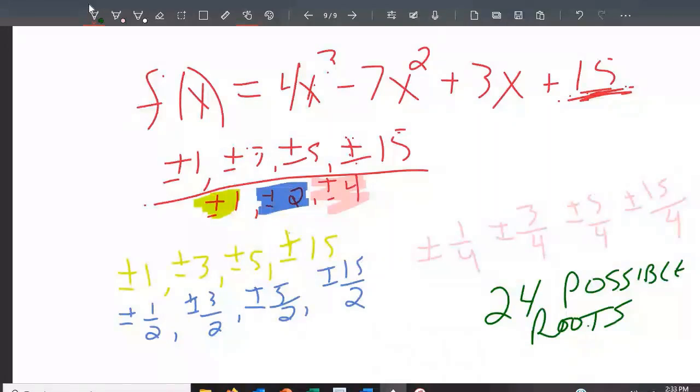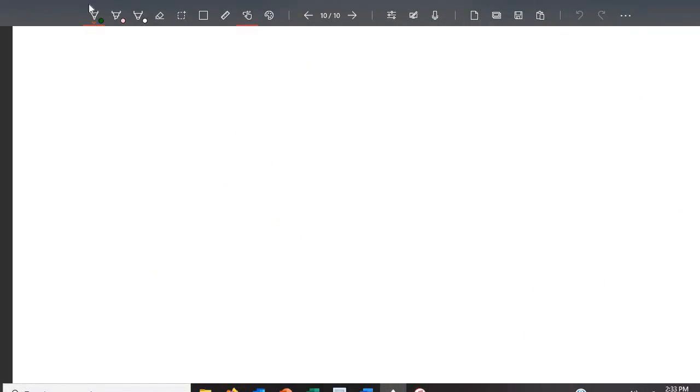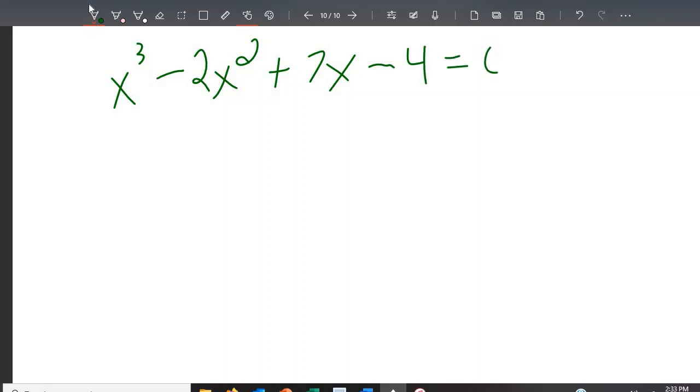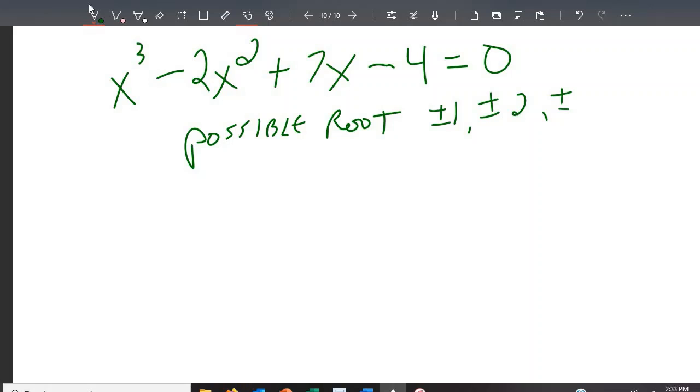Let's try to find a good one here. So I want to solve x cubed minus 2x squared plus 7x minus 4 equals 0. I already did this one earlier. First thing you do is list out your possible roots, and I did this one earlier. The possible roots are plus or minus 1, plus or minus 2, plus or minus 4.